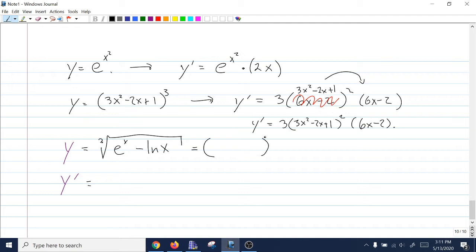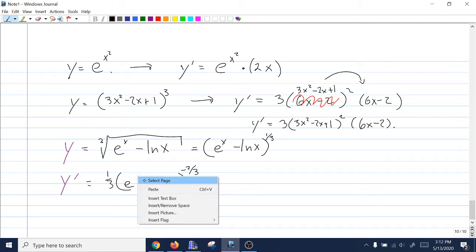First thing I want to do is remember I can rewrite that as an exponent. A cube root is a power of 1/3. This is stuff to the 1/3. What is the stuff that is being raised to the 1/3? It is e to the x minus natural log x. So to take the derivative, 1/3 falls out front. Subtract 1 from the exponent, that's the new exponent. What goes in here? We leave the inside alone. Don't do the derivative yet.